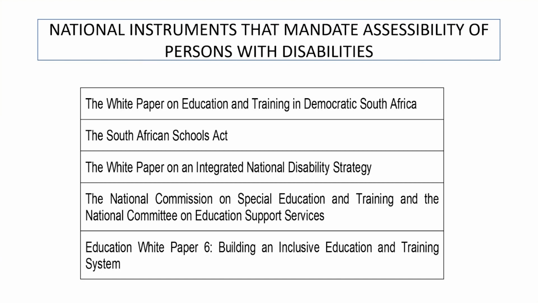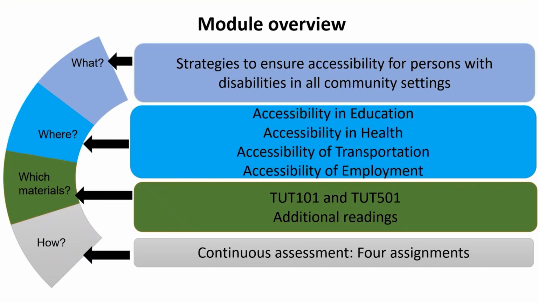Something that I didn't add is the policy on Screening, Identification, Assessment and Support, the SIAS policy. So these are the national instruments that mandate every sector to provide accessibility for persons with disabilities. Now, coming to the overview of the module, students.